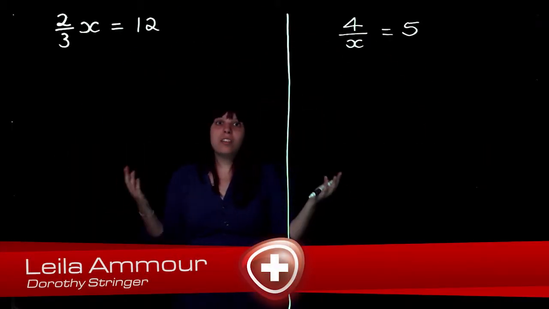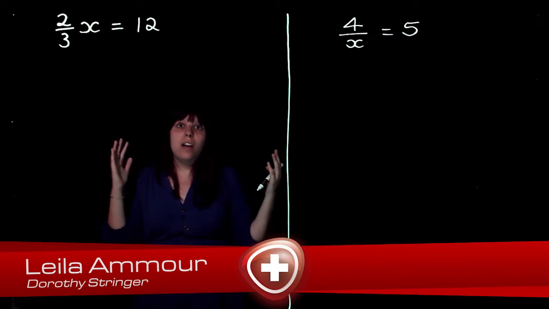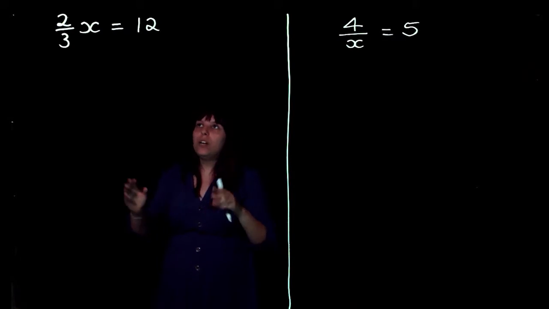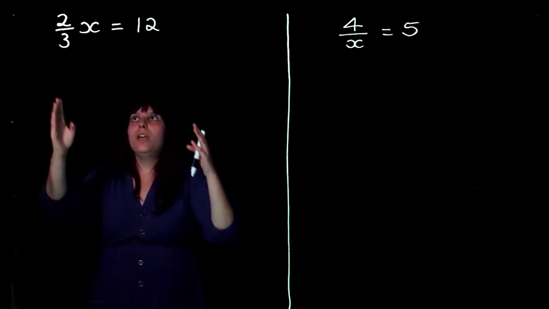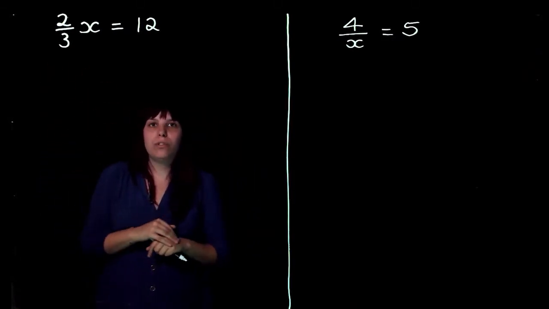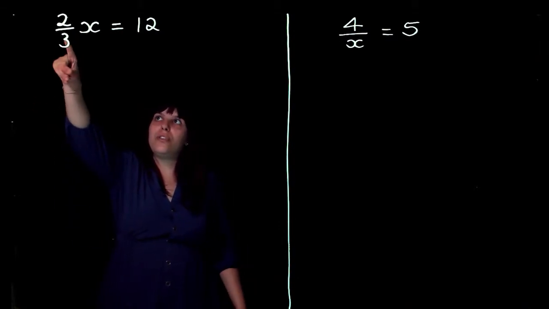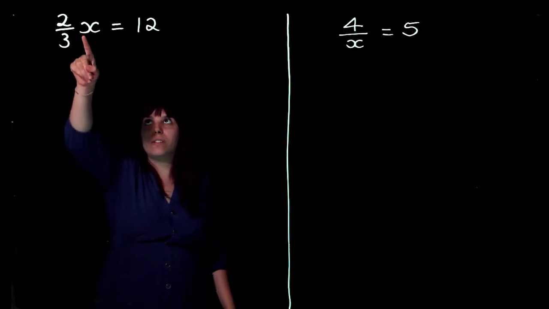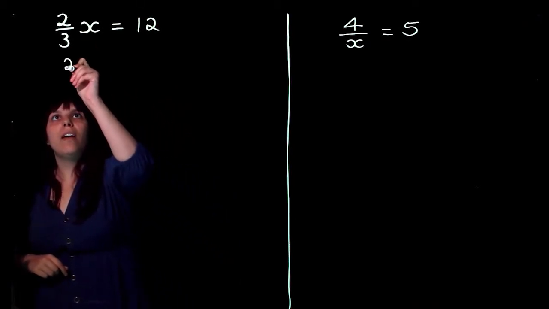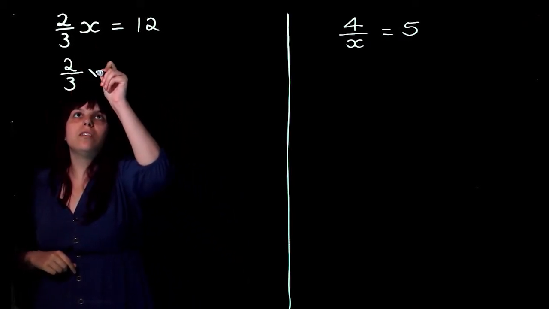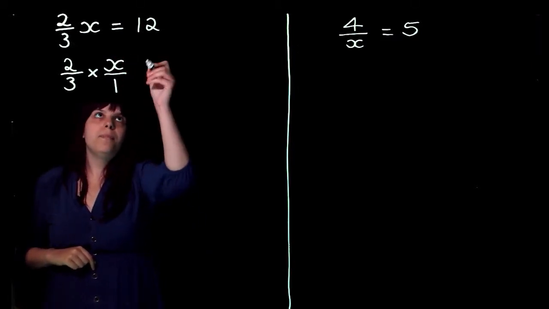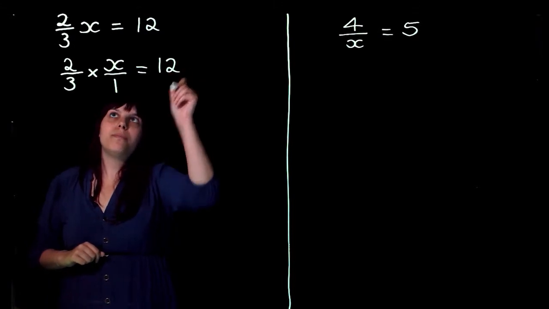So these are slightly harder linear equations with fractions in them. If we look at our first question, we've got 2/3 x equals 12. Now that means 2/3 times x equals 12 because we've got our invisible sign there. So I'm going to write that out: 2/3 times x, and I'm going to turn x into a fraction by putting it over 1, equals 12.